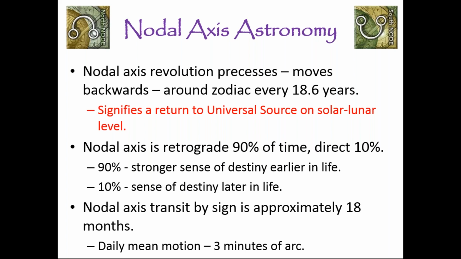If you're born with the nodes retrograde, you get a stronger sense of destiny earlier in life. If you're born with the nodes direct, 10% of the time, it can be later in life before you really get a sense of what it is you're here to do and your path in really connecting and returning with Source. Now, out of the 18 and a half years, the nodes spend approximately 18 months in any sign of the zodiac.